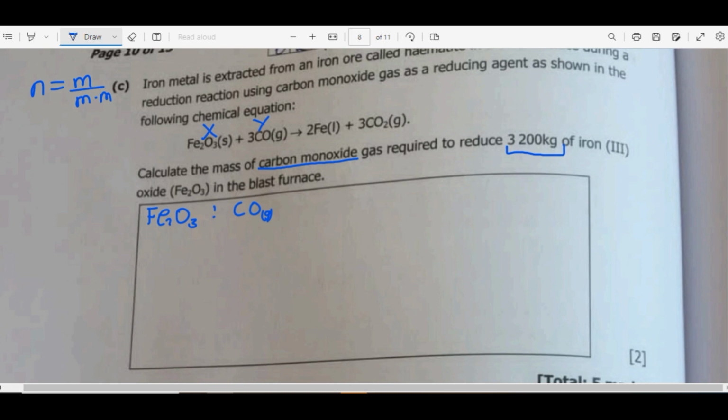Let's go back to this one. Our mass for iron 3 oxide is 3,200 kg. For carbon monoxide, we don't have it. Let's just put X. This X is there to represent the mass that we are solving for. Step 1. Step 2, we are going to find the relative formula mass for iron 3 oxide. Let's begin.